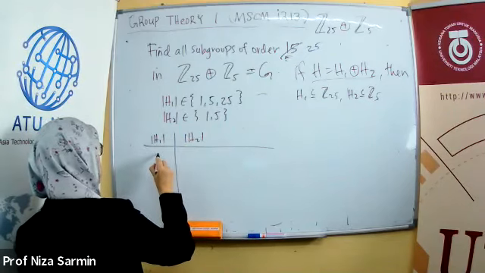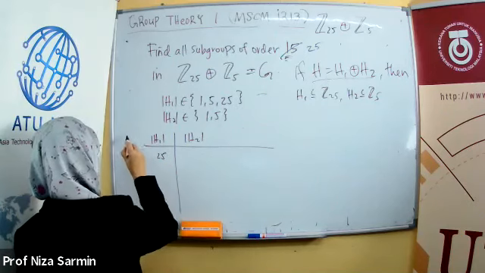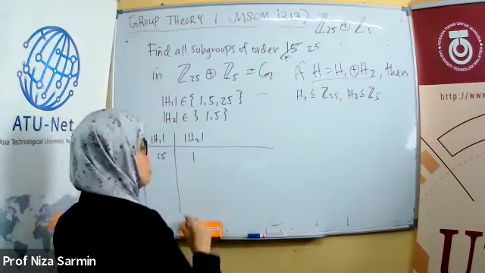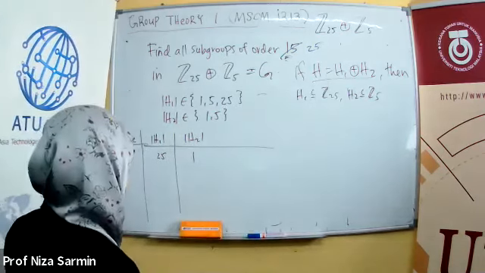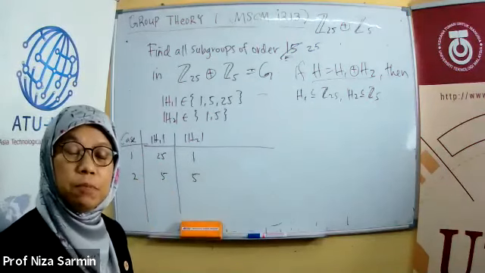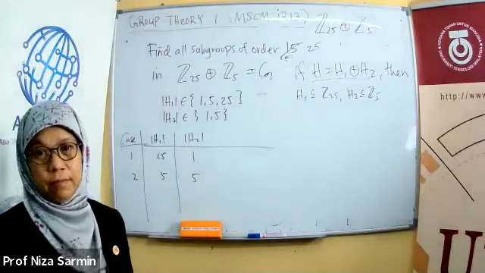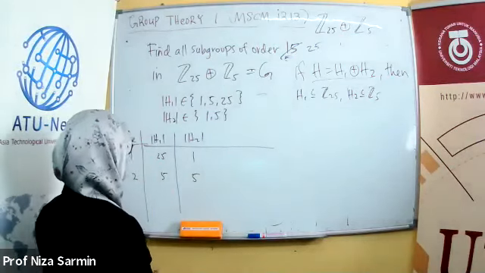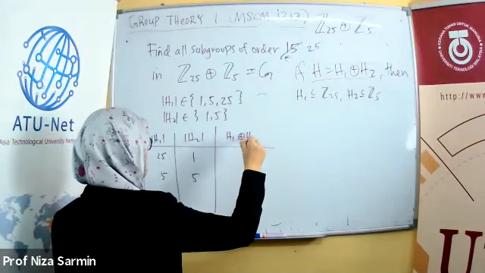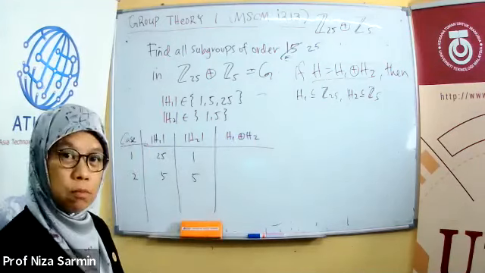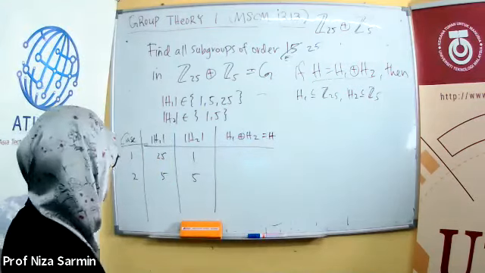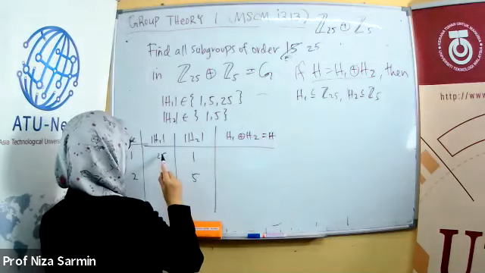What is it? Question 25, right? So case 1, 25 and 1. 25 times 1. Case 2, 5 times 5. Okay? So you want to write the subgroup. What is the subgroup? What is an element of order 25 in here?